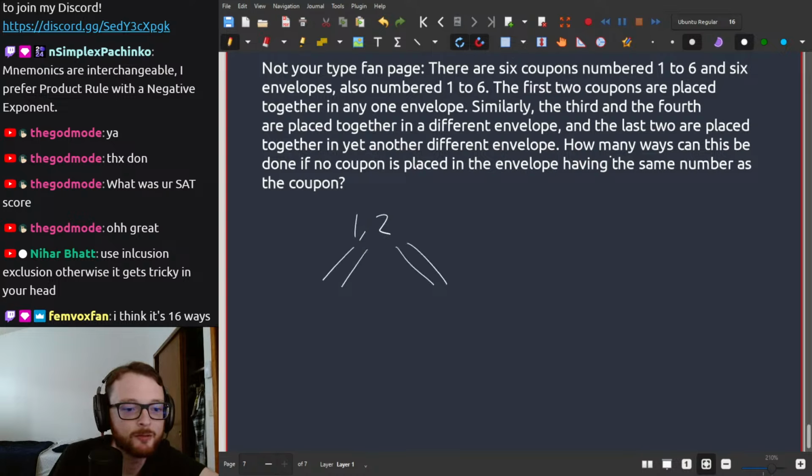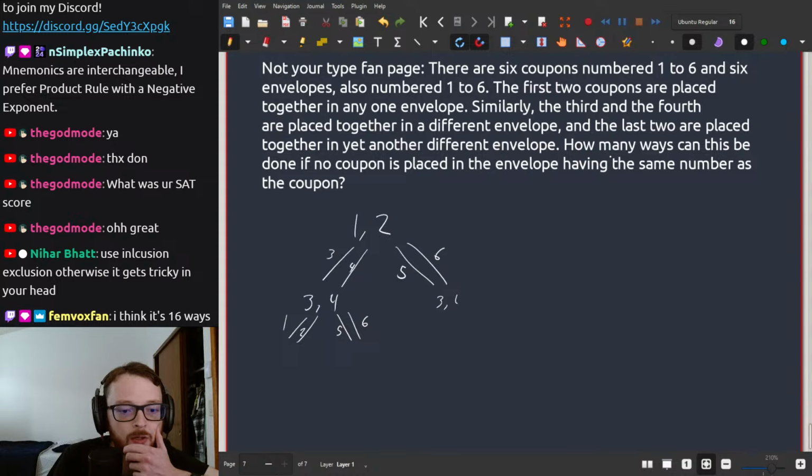Can I make a tree? 1 and 2 can go in 3 and 4, which are like fundamentally the same thing, or into 5 and 6, which are fundamentally the same thing. 3 and 4 have all their options open. Over here, they do not.